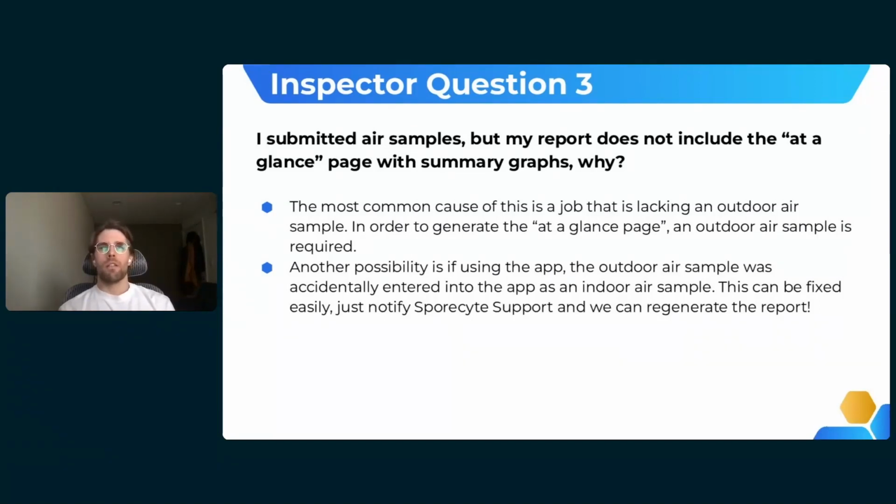And if that was a mistake on our end, doing data entry from the samples, maybe you didn't use the app and you sent us a chain of custody form. That can happen where, for example, sometimes people don't write outdoors or outside for the sample. They might say something like porch, and maybe our team just didn't recognize that as an outdoor air sample and put it in as an indoor air sample. Sometimes mistakes happen, and we can address and correct those pretty easily. So just reach out to our support team, and we can regenerate a revised report, usually within 10 or 15 minutes.